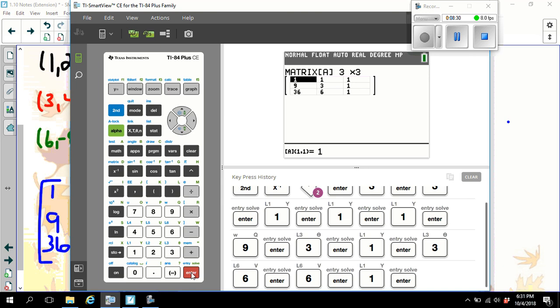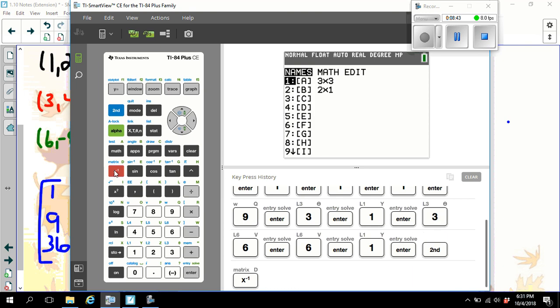Now that I have edited my A matrix, I have to do the same for the B. So once again, to do that, we go to second and then the inverse key right here. It does say matrix above it, so that's the key that you need to press. Once again, I need to right arrow over to edit, then go down to B and press enter.